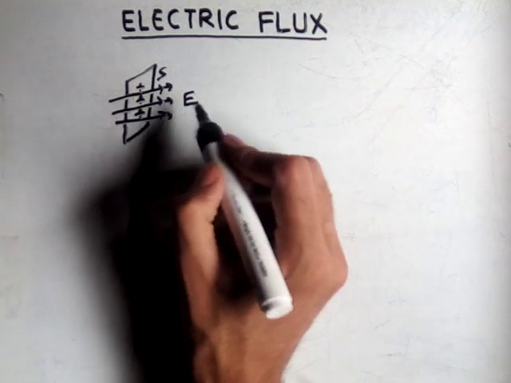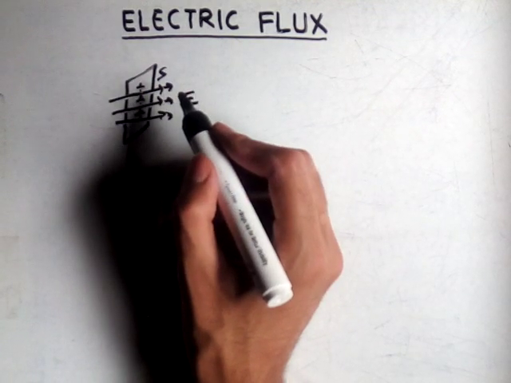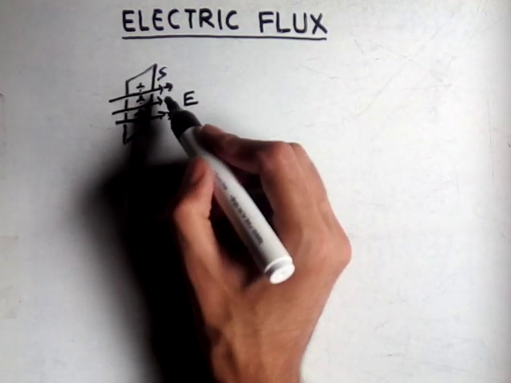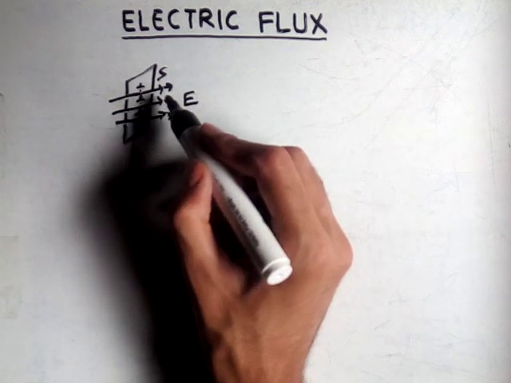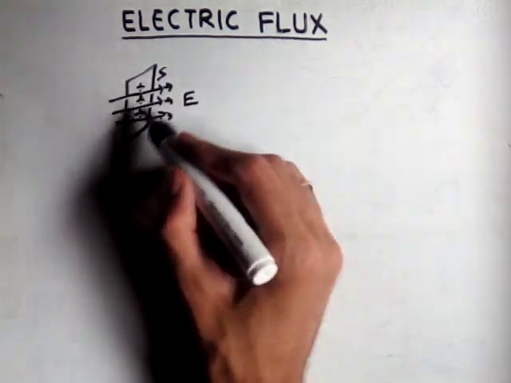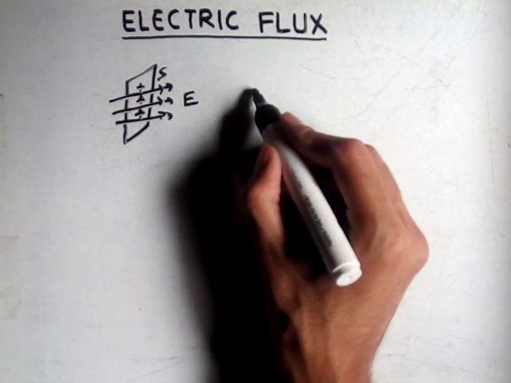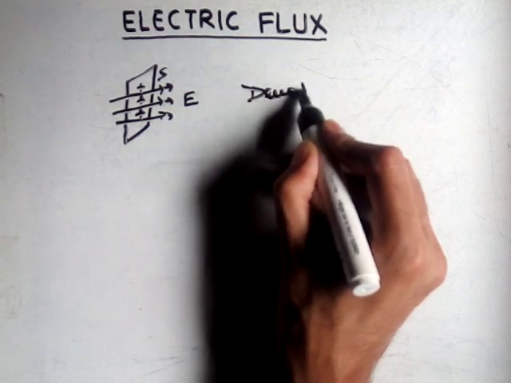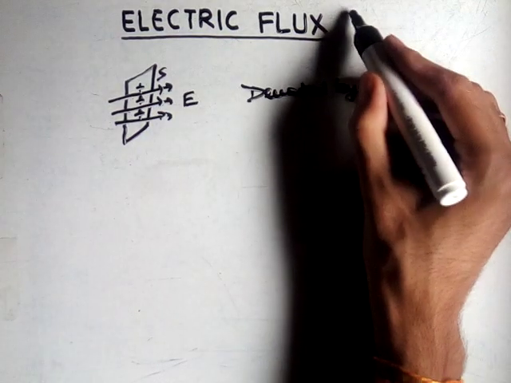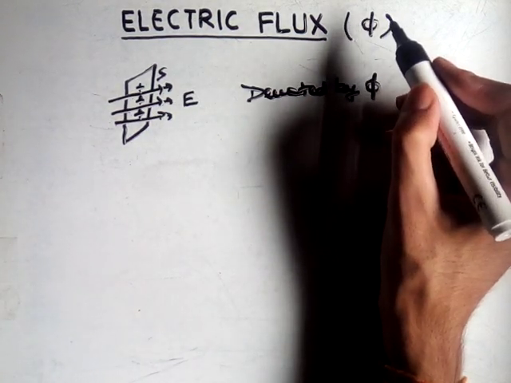Then the definition is, it is the electric field lines passing through the surface which is measured by the scalar product. The scalar product of the electric field lines and the area of this surface S is defined as the electric flux. So electric flux is denoted by phi.